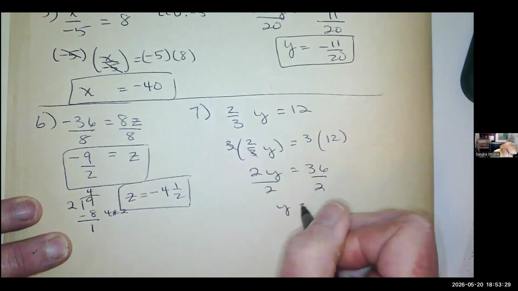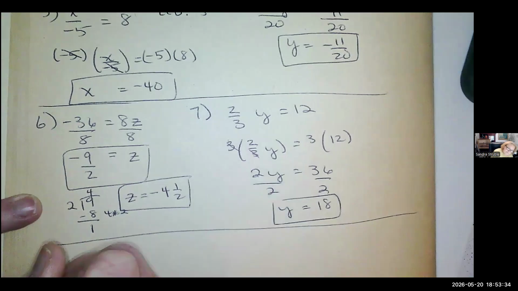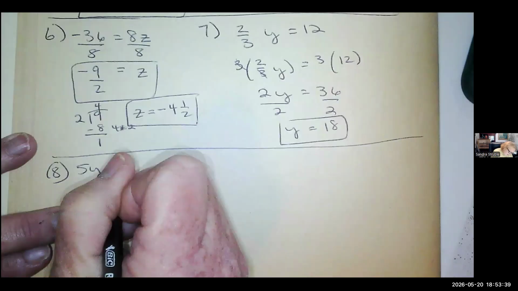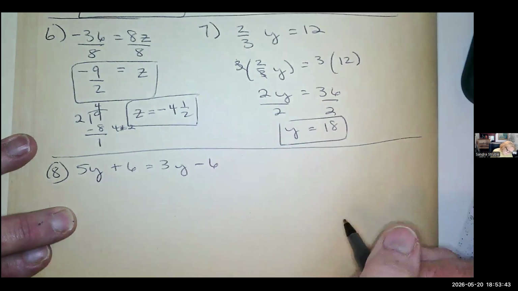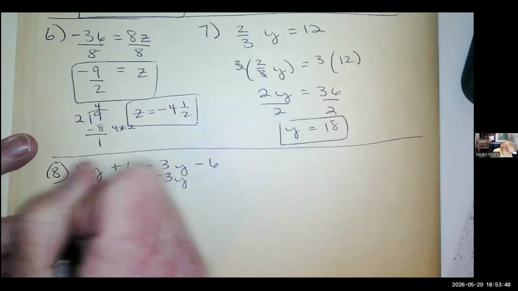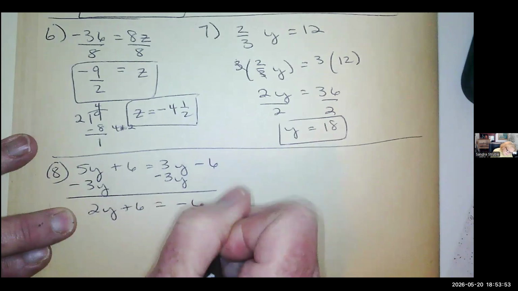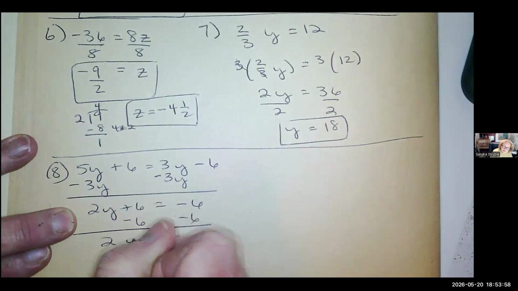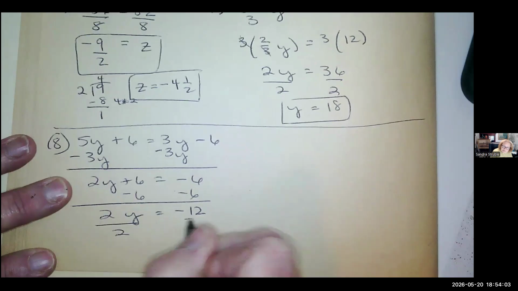Number 8. 5y plus 6 is equal to 3y minus 6. Bring our y's over, minus 3y. 2y plus 6 is equal to negative 6. We need to move our 6 over, subtracting 6 from both sides. 2y is equal to negative 12. And then divide both sides by 2. So y is equal to negative 6.